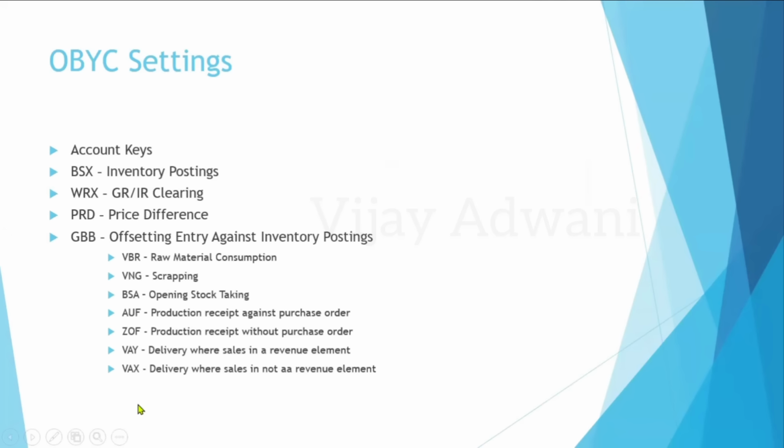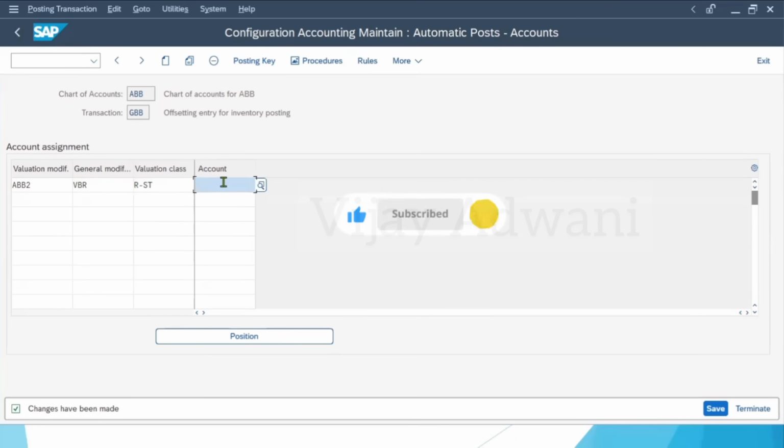General modification. Now here, let's say we are taking for raw material consumption. So for raw material consumption, it is VBR. Okay. And the valuation class is for raw material standard. Fine. And you just need to give the GL account of raw material consumption. So if you have not prepared the GL account of raw material consumption, you need to prepare it and you need to just assign it over here.